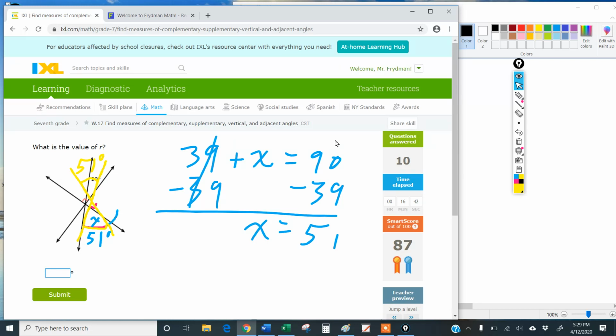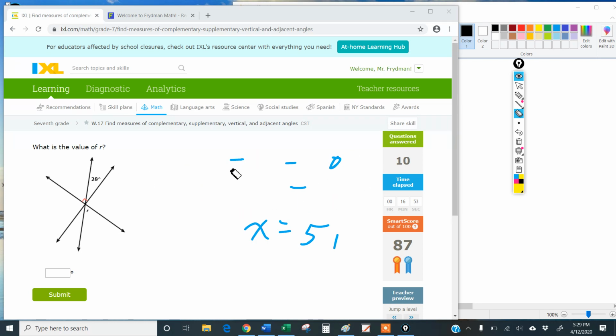What is the value of R? I have no idea because I drew over it. Let me erase this. Oh, there we go. Okay, good. So we have another tricky one. I like these tricky ones. Well, this one is actually exactly the same as the last one.